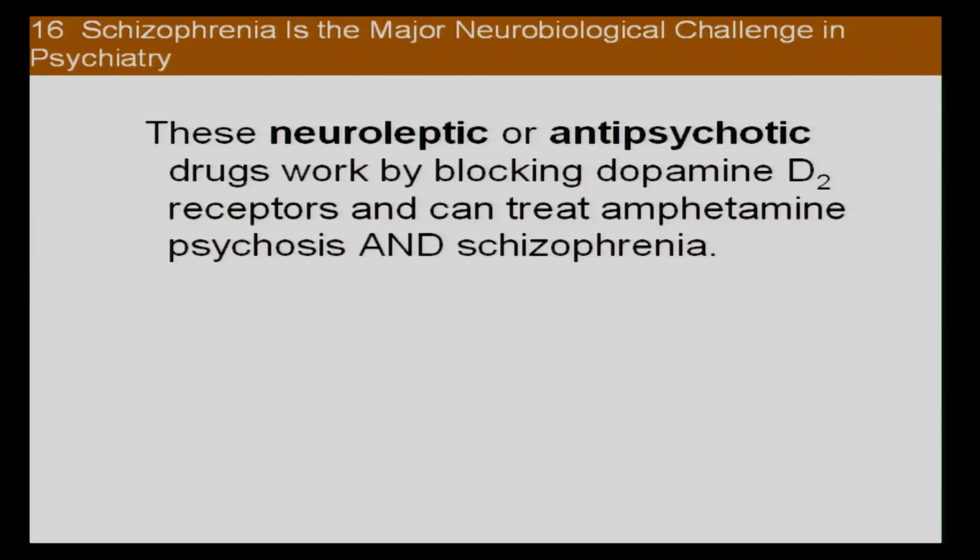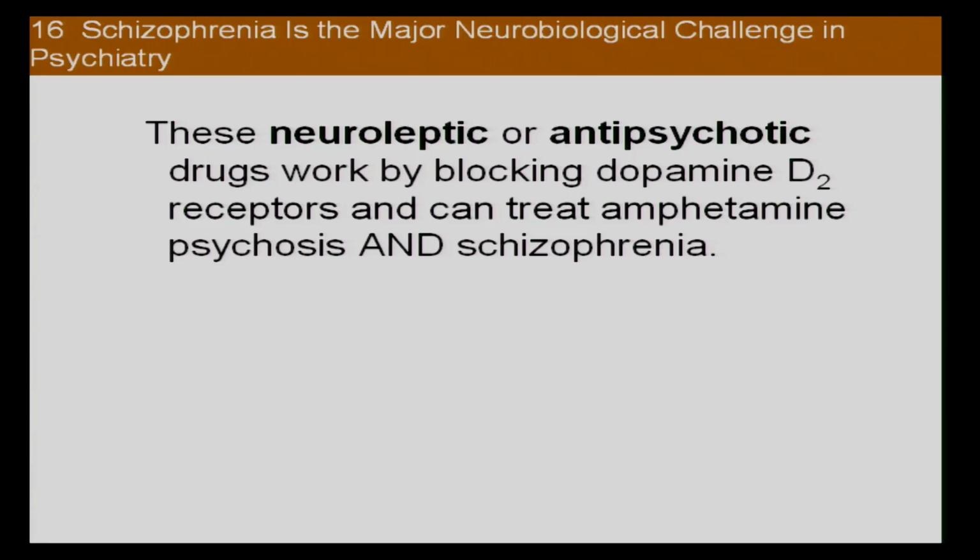Now we're going to focus on the mesolimbic pathway from the ventral tegmental area, mainly to the cortex, but also to the nucleus accumbens, important for reward, and to the hippocampus. We think that these are the main pathways that might be affected in amphetamine psychosis, as well as perhaps in schizophrenia. Neuroleptic or antipsychotic drugs work by blocking dopamine D2 receptors and can treat both amphetamine psychosis and schizophrenia.